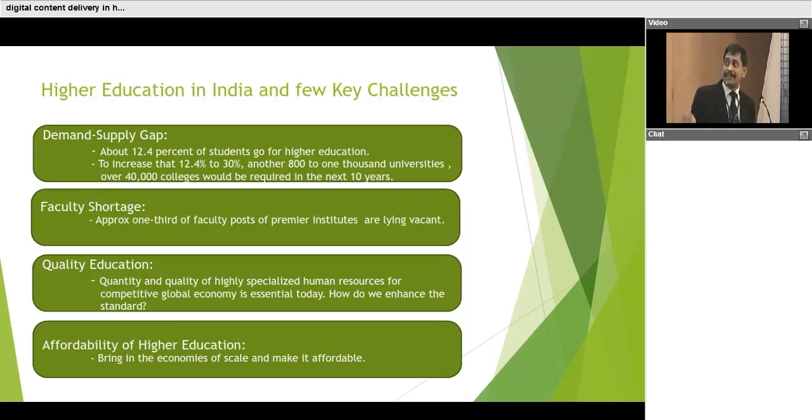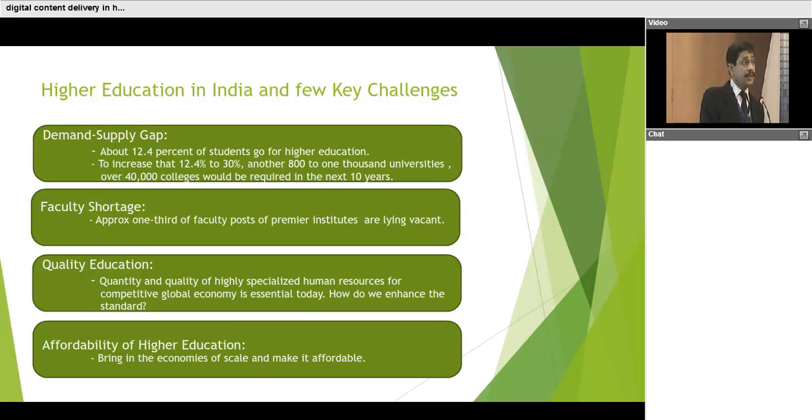These are some very interesting data points that I could gather yesterday evening when I was preparing this note: around 12.4% of the students in India go for higher education. It's a very small fraction of our growing population. Now, if you want to increase that from 12.4% to say one third of our youth population, it would require approximately 1,000 universities or 40,000 colleges.